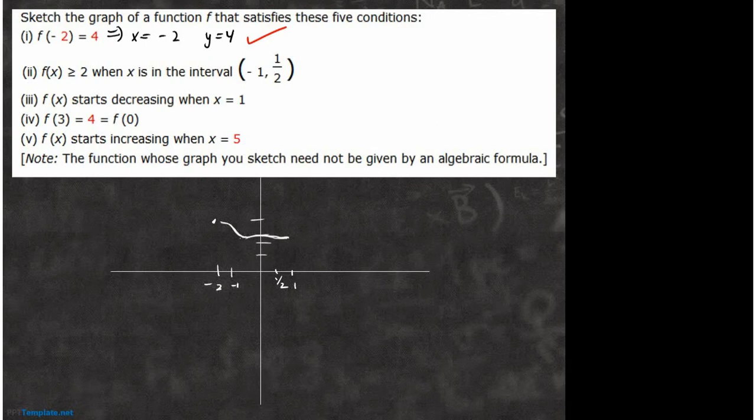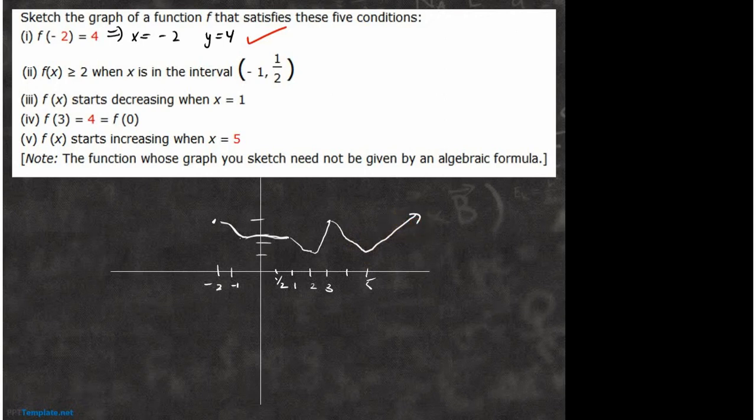F starts decreasing when x is equal to 1, so here's x equals 1 right here. You just make it go down. And f at 3 is 4. There's 2, 3. F at 3 is 4. And f starts increasing at x equals 5. So here it goes down, but then at f at 3 it's 4, and then it starts increasing when x is 5. So make it go up.